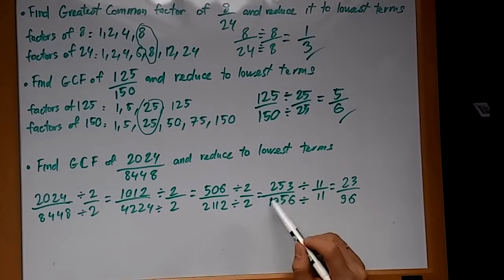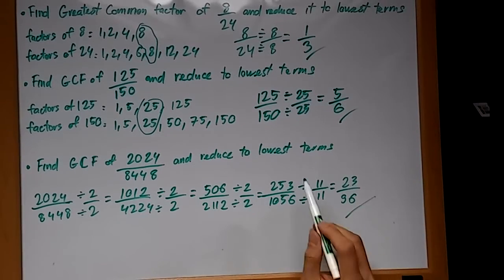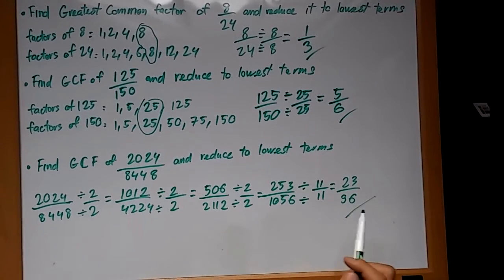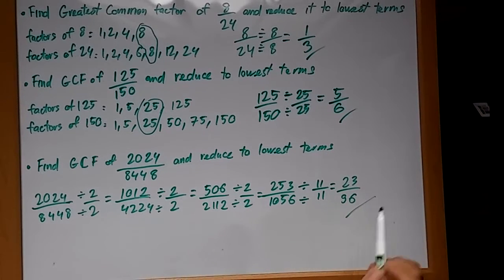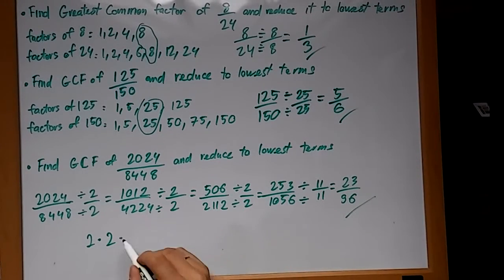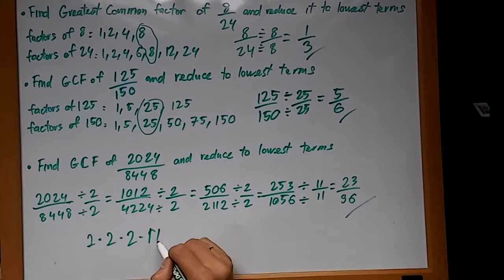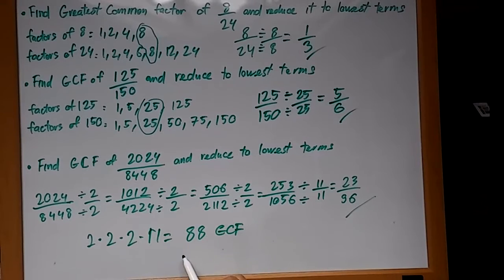So 253 over 1056, divide by 11 top and bottom, you get 23 over 96. And this is the lowest terms for this fraction. And we still need to find the greatest common factor. To do that, you simply take all the factors that you divided by to get to the lowest terms and multiply them by each other. So 2 times 2 times 2 times 11 is 88. And that is the greatest common factor.